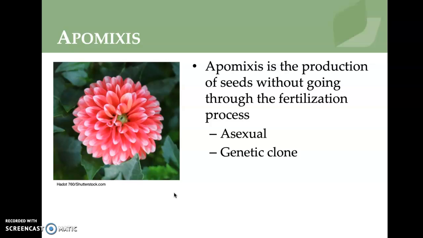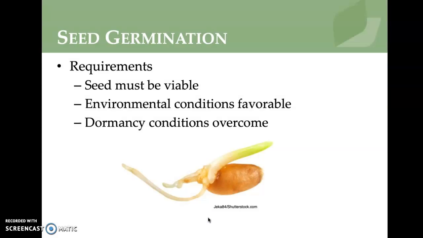Apomixis, this is the production of seeds without going through the fertilization process. Some plants can do that where it's asexual. It's basically a genetic clone. So I know if I took the seed from this very plant, that flower I see should look just like this one. And that's actually a dahlia that you're looking at.